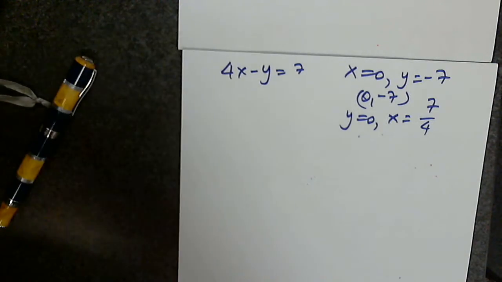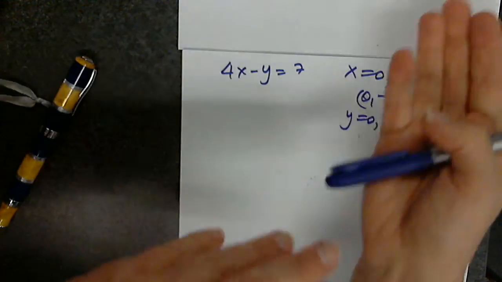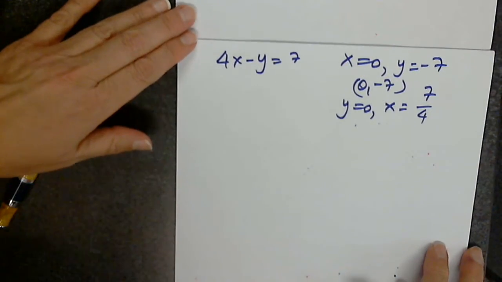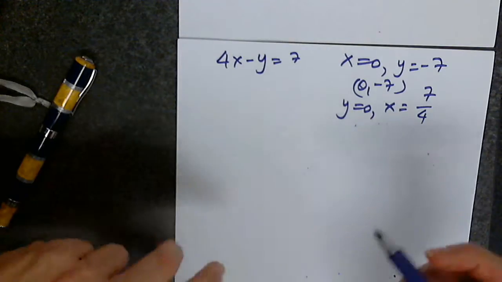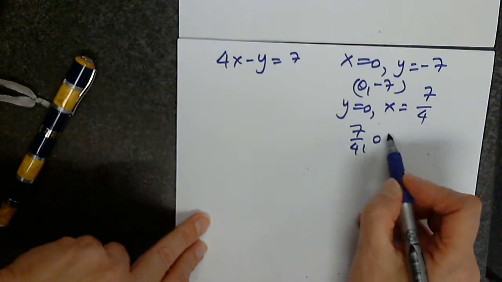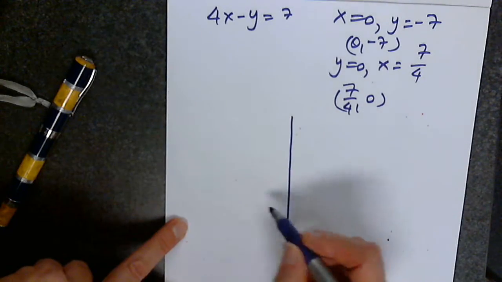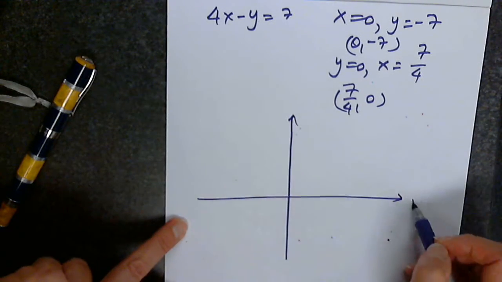Yes. I'm trying to graph those 2 lines to show that the solution will be 3, 5. Okay. Just making sure. So is the other ordered pair 7/4, 0? Is this correct? Yeah. Okay. So then I'm going to plot these 2 points.